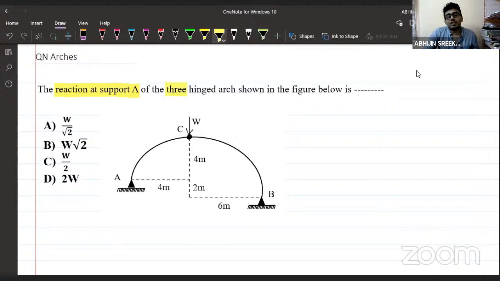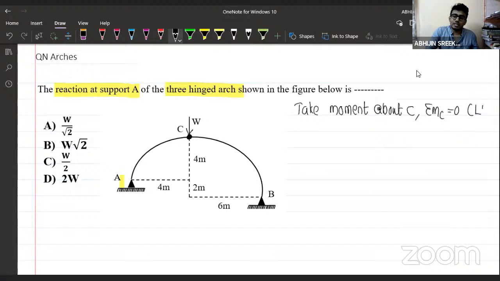We are given a three-hinged arch shown in the figure below. Supports are at different levels. Distances are also given. Options are also given. It's an MCQ type question. Now what do we have to do? First of all, let us take moment about C. I'm going to call it sigma MC, which will be equal to 0.